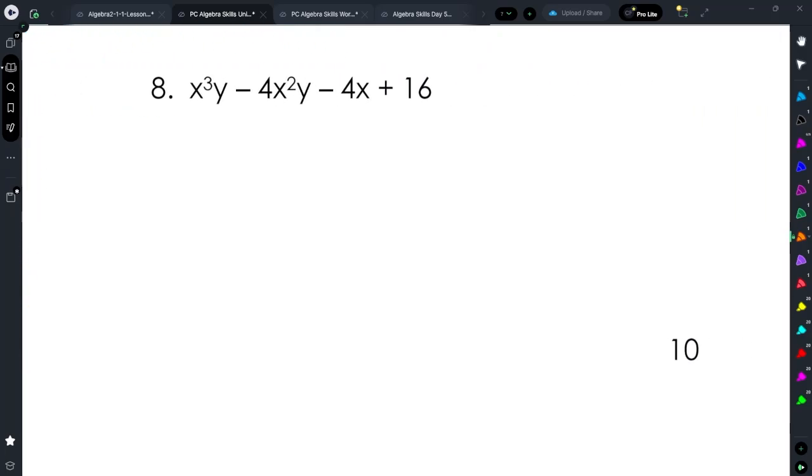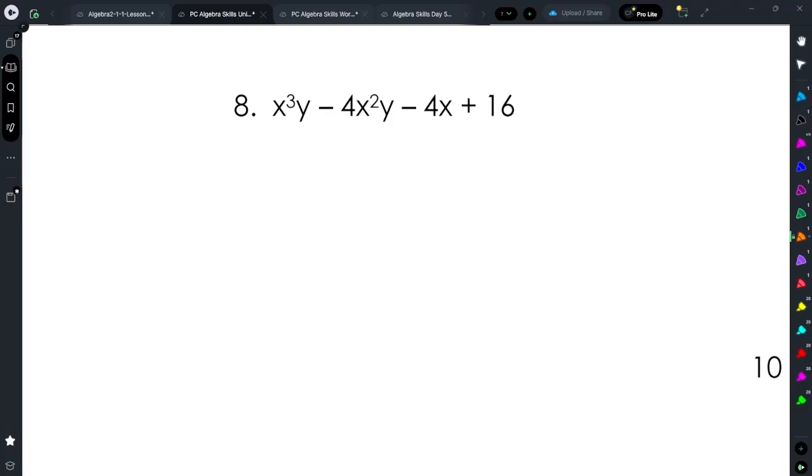And then lastly, number 8. Well, there's already 4 terms, so I'm going to check if I can do factor by grouping. All right, if I look at the first two, they both have an x squared because this one's x to the third times y, and this one is 4x squared y. So we can factor out an x squared and a y, and then we're going to be left with x to the first power minus 4.